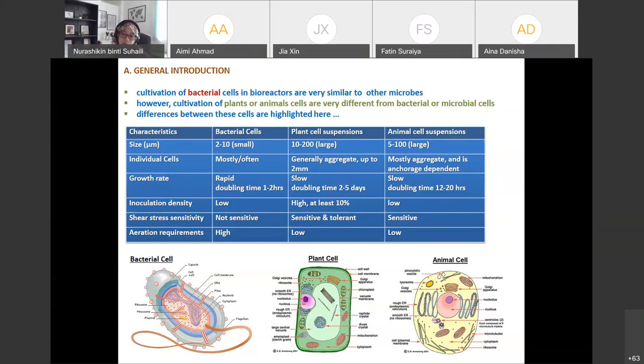In order to make them active at whatever temperature you want to cultivate your organism, let's say room temperature, you have to grow it first. You have to prepare what we call the inoculum or seed culture. That is actually already a fermentation process, but it is not yet the actual fermentation where you want to harvest the products.